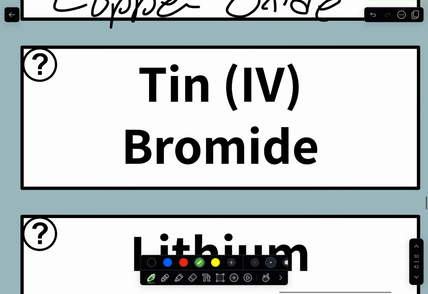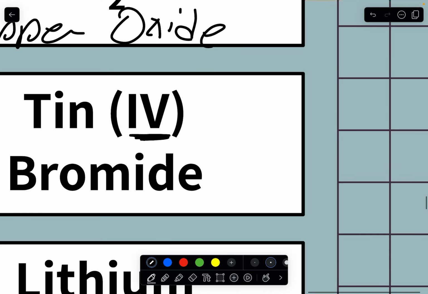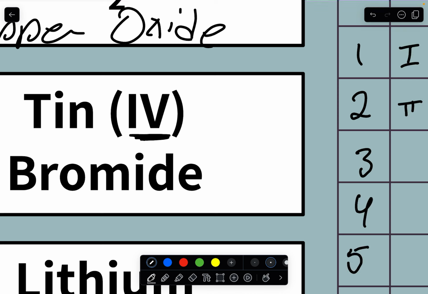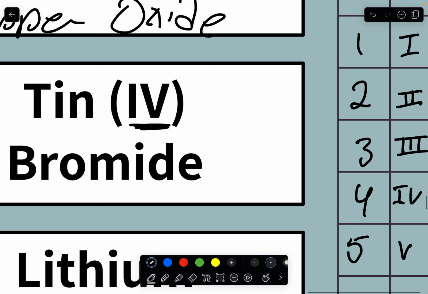All right, and then our last example that we're going to do together for this slide, tin bromide. Remember your Roman numerals, right? So we have 1, 2, 3 is III, 4 is IV, 5 is V. Make sure you remember those. The reason these are important is because this will tell us the charge. So tin is Sn, and that's a metal. Bromide is Br, it's a non-metal. We know the charge of bromide, but tin, we don't know the charge of it.